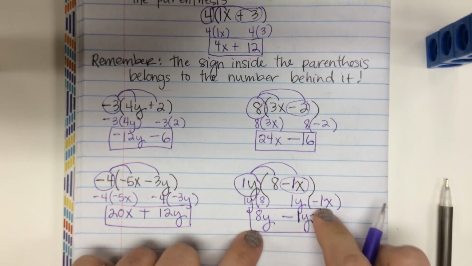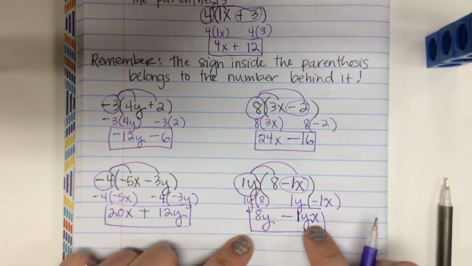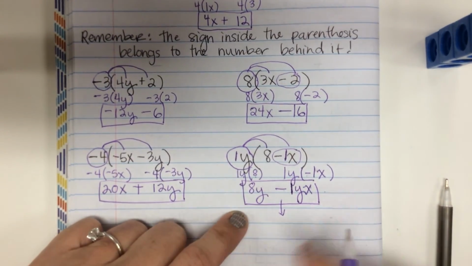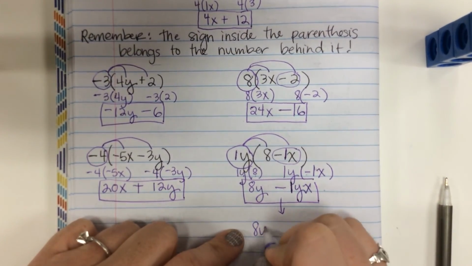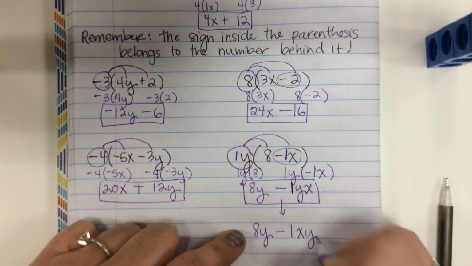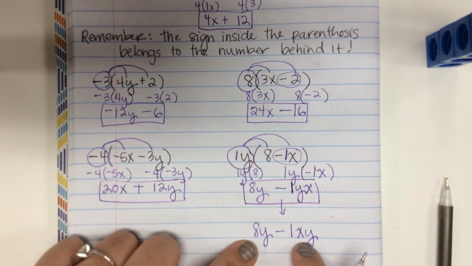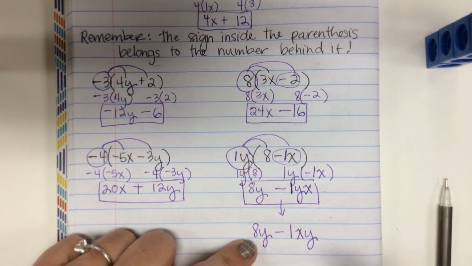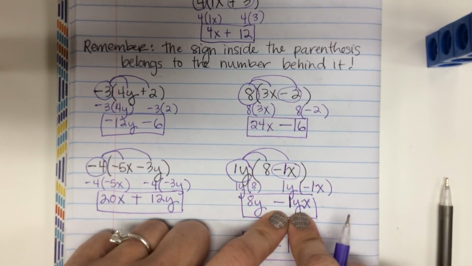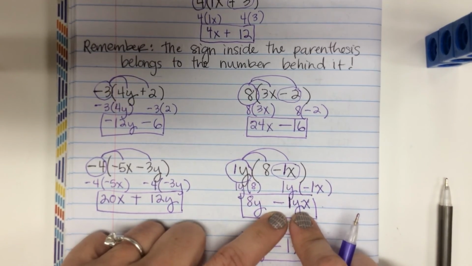Some people will say, I want these to be in alphabetical order because that's a better mathematical representation. You can do that, that's okay. 8y minus 1xy. You can change the order as long as they're touching. That's okay. However, that first answer will be perfectly fine for now.